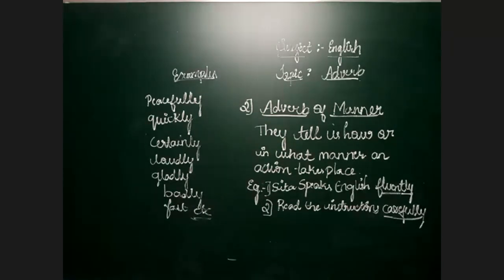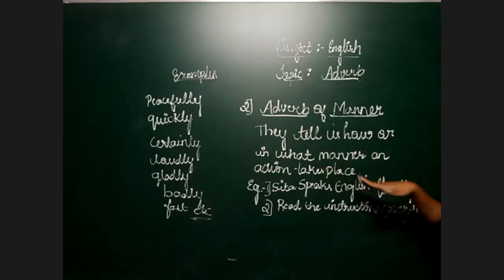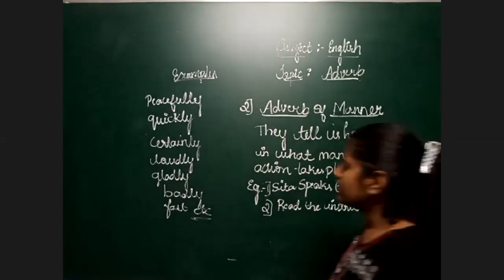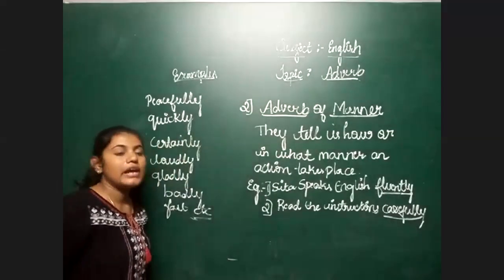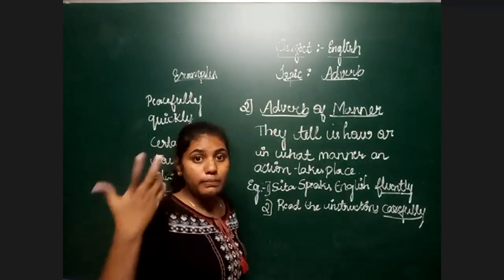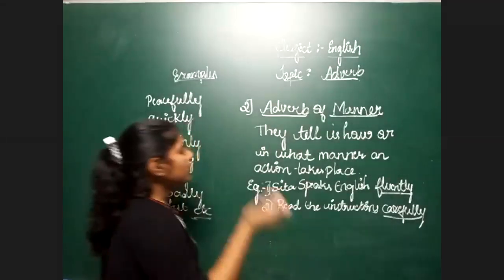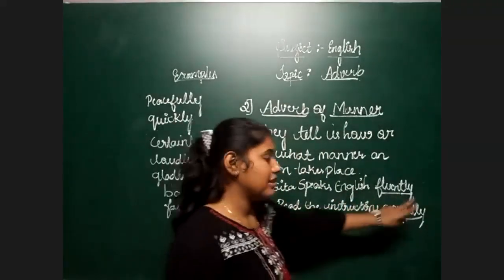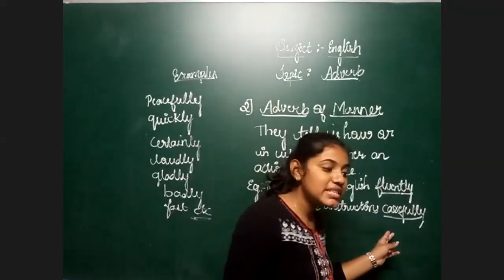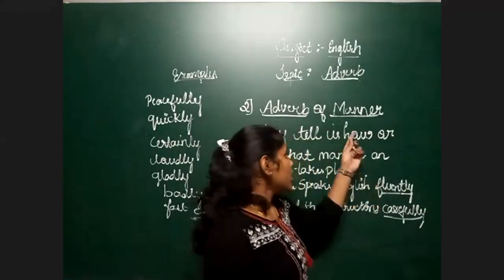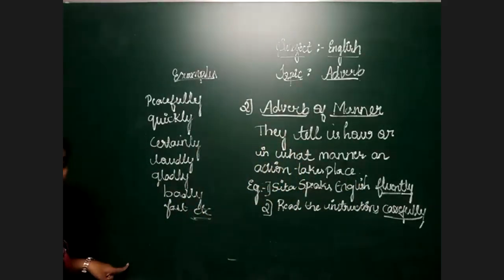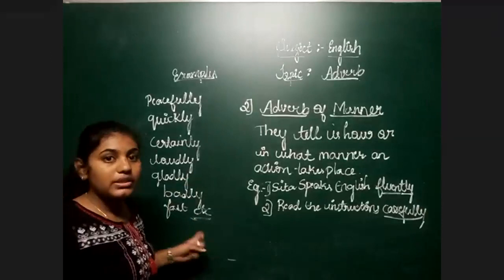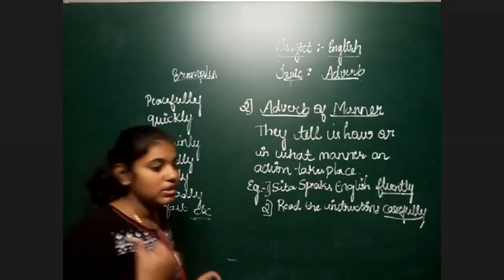Okay, Arpita ma'am teaches English very slowly, like that. They tell how, or in what manner, an action takes place. Okay, see, I've been handling class smoothly, I've been handling class roughly. In what manner? Honestly, like that. Most of them end with ly. See, Sita speaks English fluently and read the instructions carefully. This is about adverb of manner, and these are some words to help you understand. Take down. Any doubt?